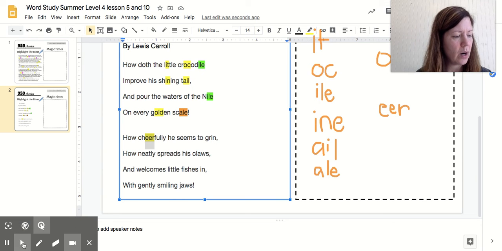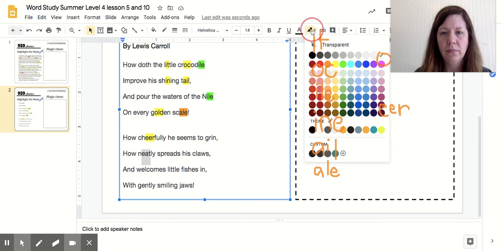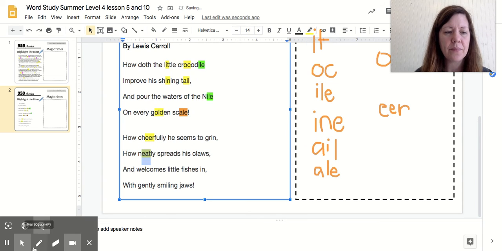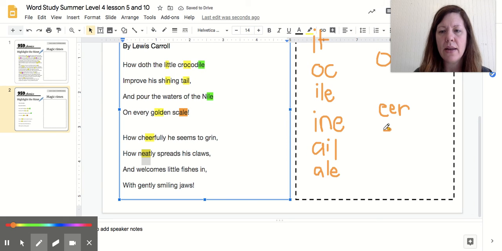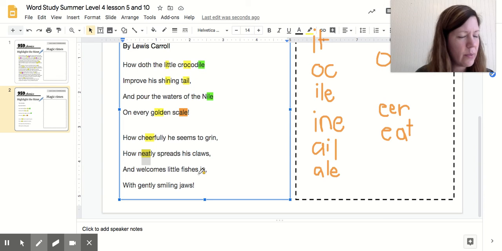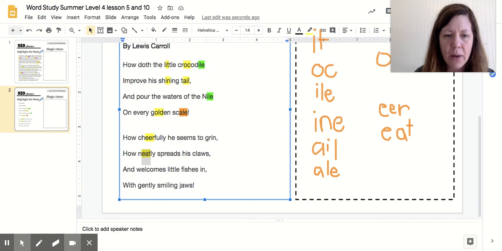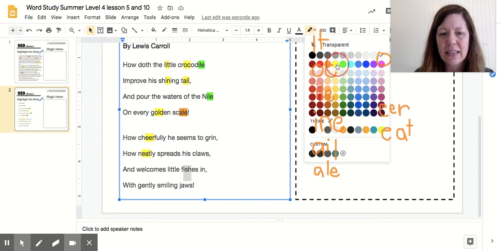How about the word neatly? What is the magic rhyme there? Eat. Highlight that and write it. How about fishes? I think we did that one in Rhyme Magic or we did dishes in Rhyme Magic the other day, but it has that same part, ISH, and it has that same ending, ES.